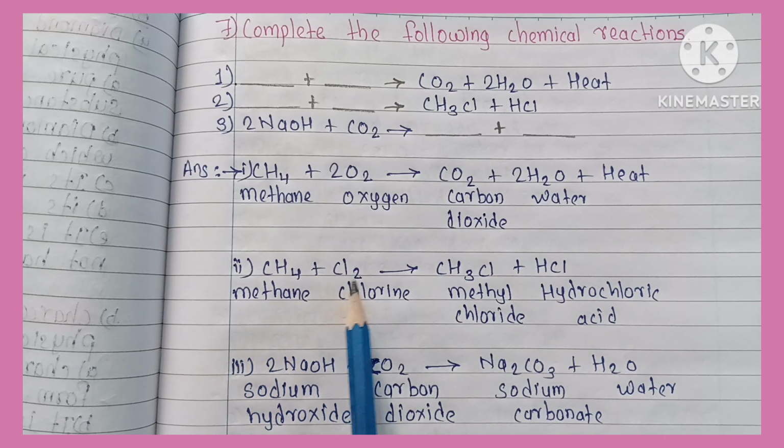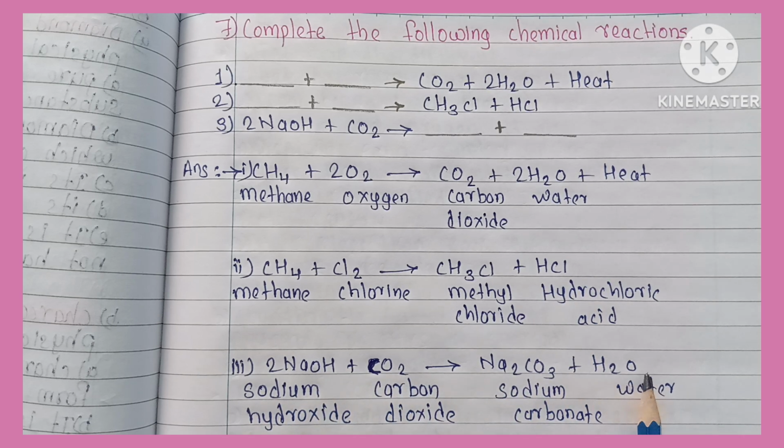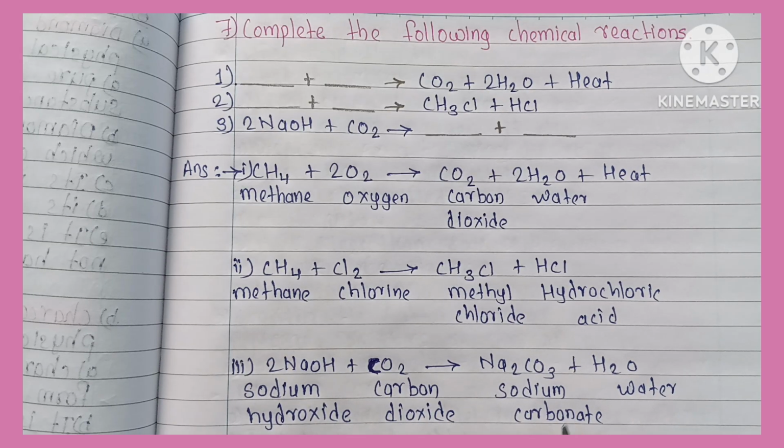Next, CH4 plus Cl2 gives CH3Cl plus HCl. Next, 2NaOH plus CO2 gives Na2CO3 plus H2O. Sodium hydroxide reacts with carbon dioxide to form sodium carbonate and water.